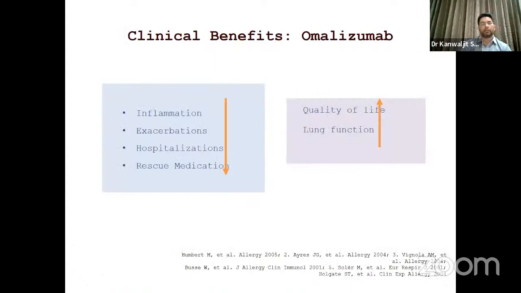So what are the clinical benefits of omalizumab? It decreases the inflammation of the airways in asthmatic patients, decreases the number of exacerbations, decreases the number of hospitalizations, and also decreases the use of rescue medicines in allergic asthma patients, hence leading to an increase in quality of life and lung function.